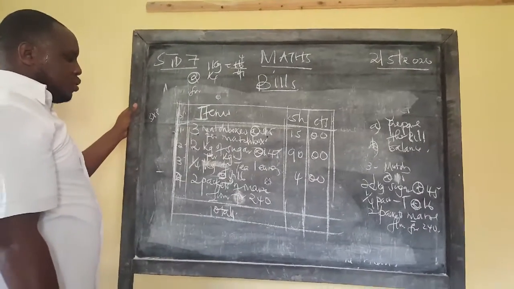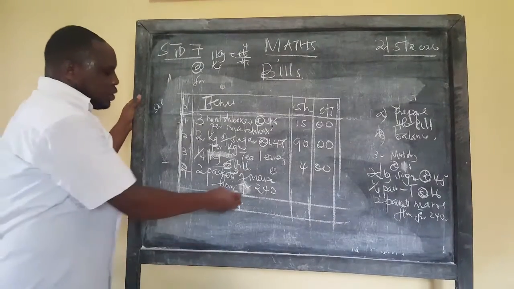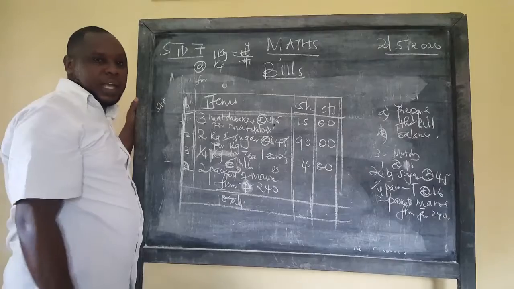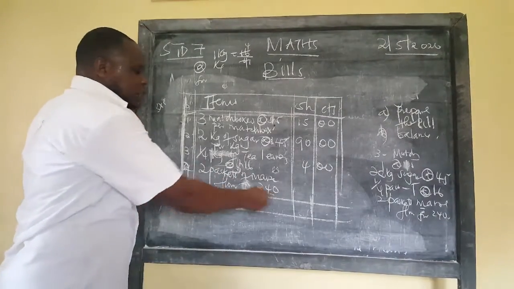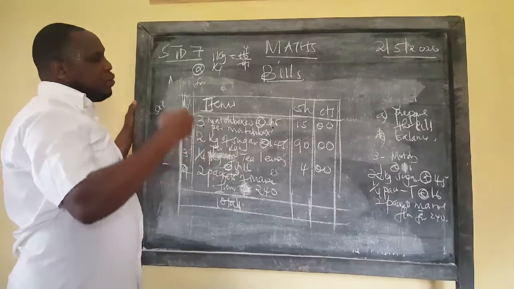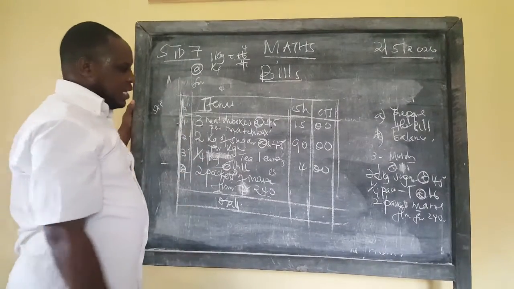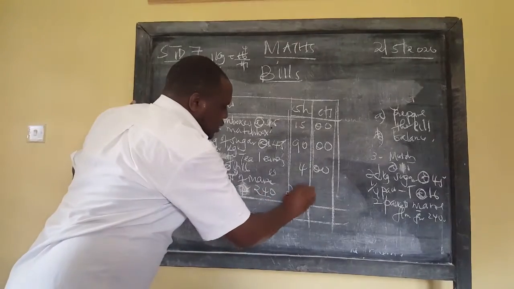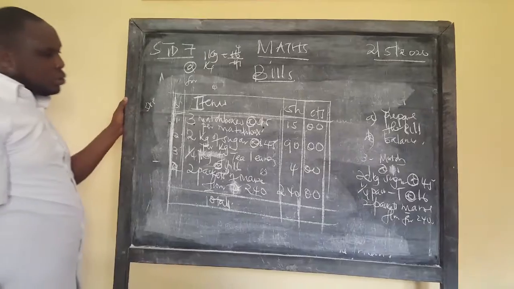Then 2 packets of maize flour for 240. If they have used the word "for," you don't multiply, because it is for all items bought at 240. So whenever you see the word "for," you don't multiply by the number of items that are there. So just write your 240 there, like that. And so we get the total there.